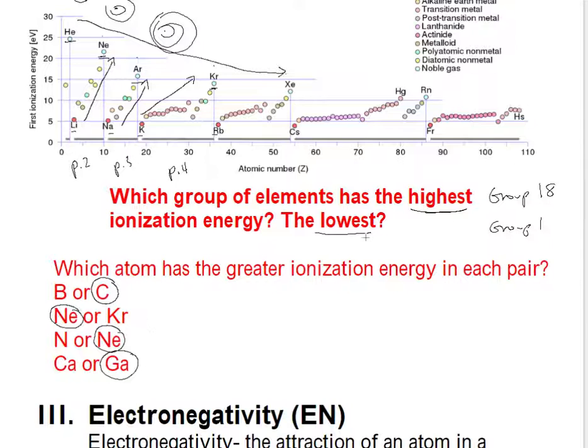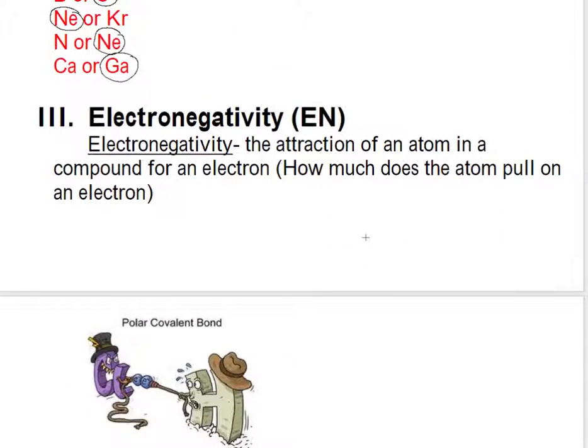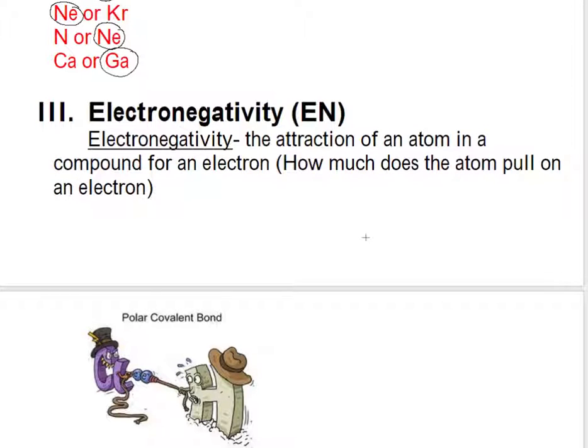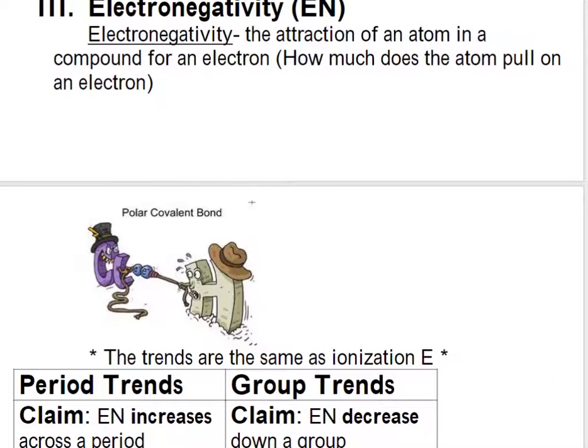All right, electronegativity is the attraction of an atom in a compound for an electron. How much does the atom pull on the electron? That's its electronegativity. So down here we can see the difference in the strength of the chlorine atom to the hydrogen atom. Chlorine has a greater pull on the electrons than hydrogen does. So we would say chlorine is more electronegative than hydrogen. It has a greater pull on the electrons.